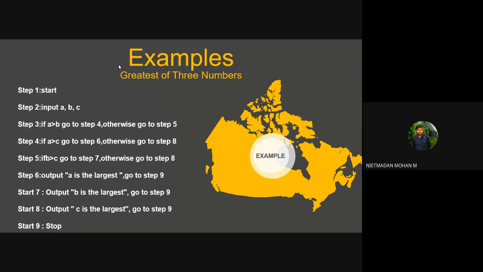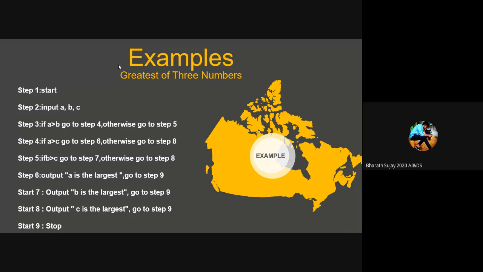Now coming to step 3, if A is greater than B, go to step 4, otherwise go to step 5. So A is equal to 1 and B is equal to 5. So A is not greater than B, so go to step 5. In step 5, if B is greater than C, go to step 7, otherwise go to step 8. So what is B? B is 5, and C is 8. So the condition will be false.